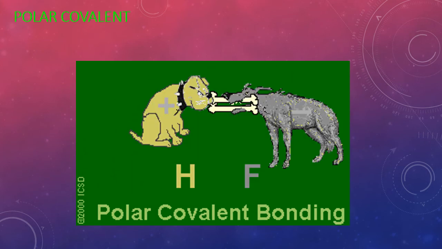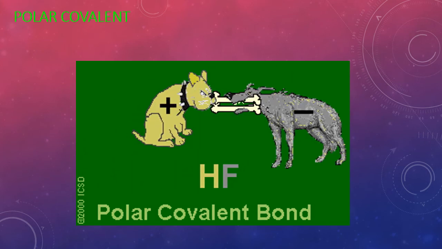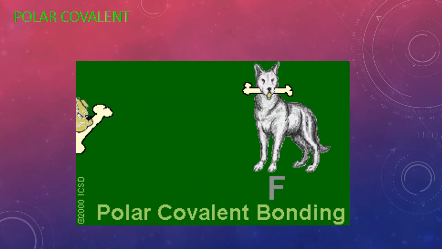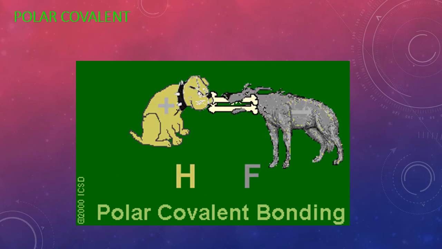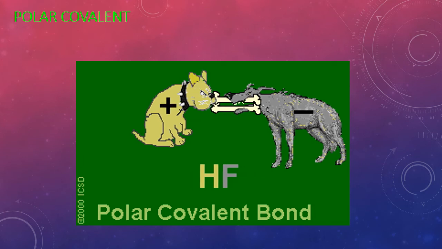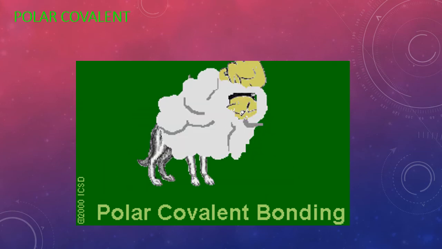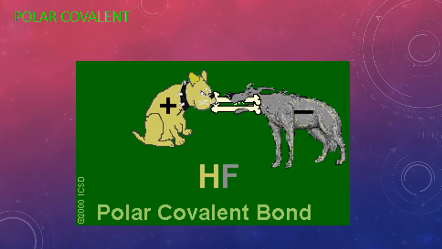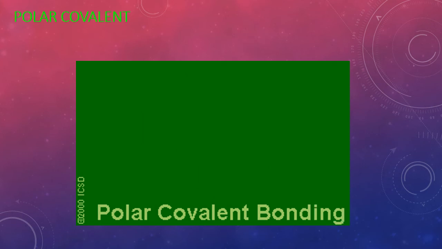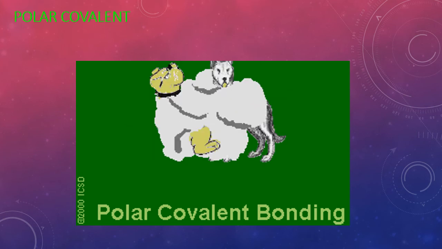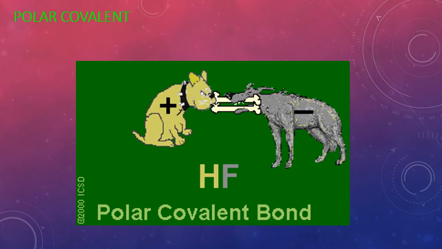In this particular dog picture, you can see, yes, they're still sharing those two bones, so they are covalent. But fluorine, or the Great Dane looking dog in this one, is much greedier. It's got a much bigger hold on those two electrons than the hydrogen dog. Non-polar, no, I said that wrong. It is polar covalent. They are not sharing equally at all.